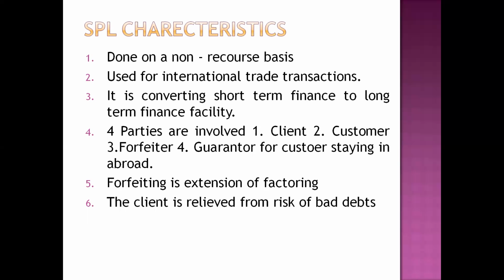The fourth one is that there are four parties involved in a forfeiting transaction. One is the client, that is the exporter, who is selling the goods on credit basis to the foreign company. Second is the customer, that is the foreign buyer, the importer in the foreign country. Third is the forfeiter, that is the forfeiting financial institution. Then the guarantor, that is the banker of the foreign importer, who acts as a guarantor for the long-term loan business.